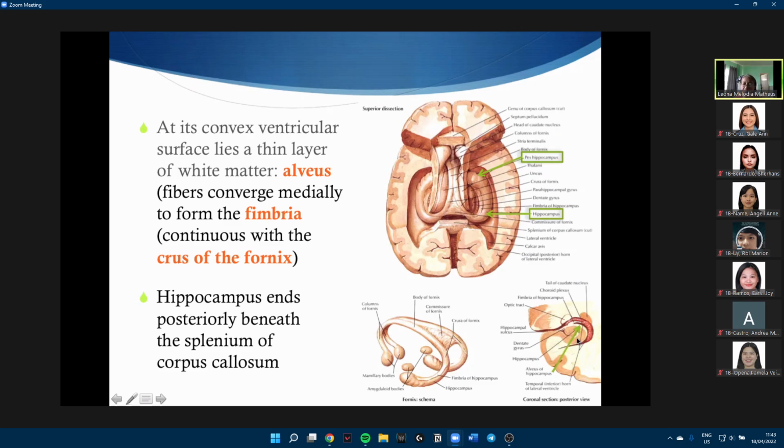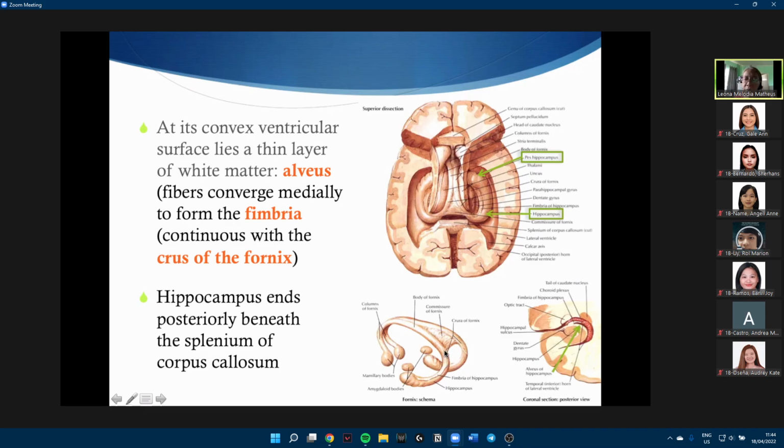So again, if we convert this to this, you will see the alveus is supposed to be here, at its convex portion. It will turn medially, so it goes to the middle. And here it will now be on the upper surface of your hippocampus, which will converge to form your fimbria. So this is now our fimbria. The fimbria will eventually go upwards to become what we call the crus of the fornix.